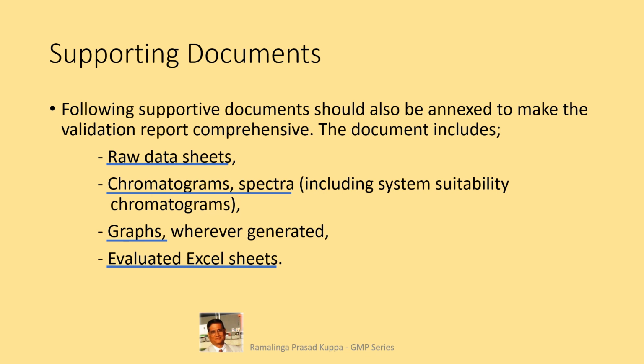The comprehensive report should have the following documents filed separately with a cross-reference in the executive summary report. Each supporting document should be indexed for easy retrieval. All chromatograms, spectra, graphs, evaluated Excel spreadsheets should be annexed to the report.